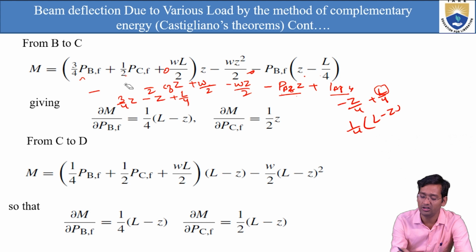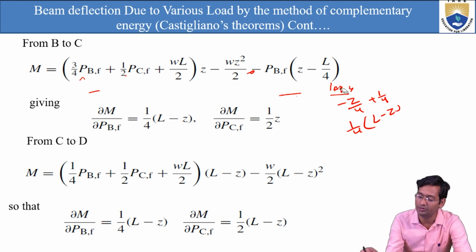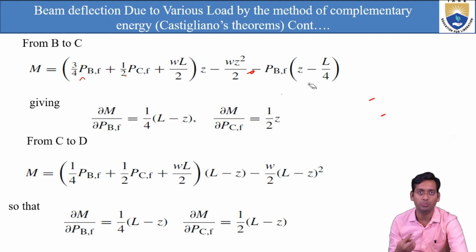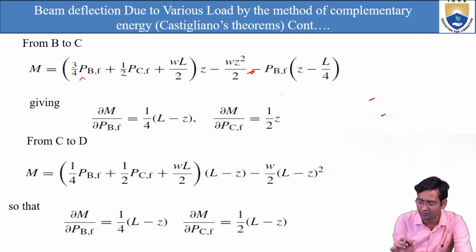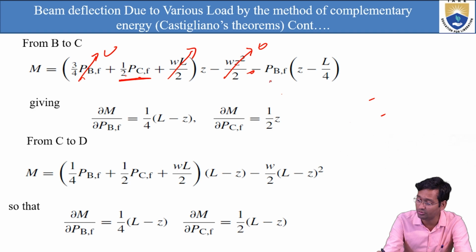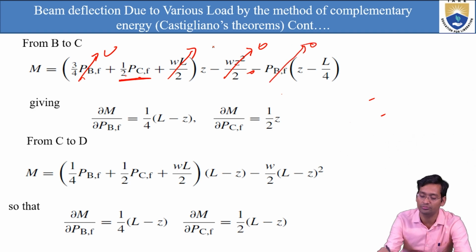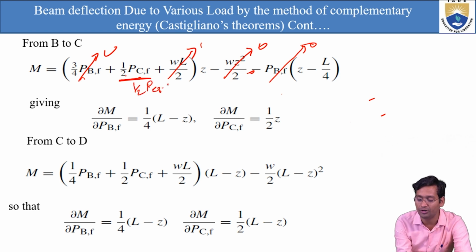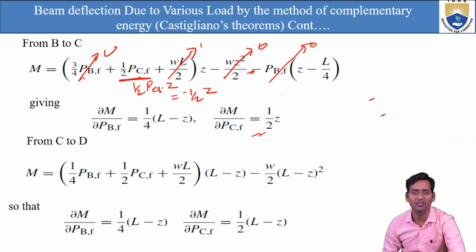Right? This is for PBF, when we differentiated with respect to PBF. The next step is to differentiate with respect to PCF. Where is PCF here? Only with this term, right? PCF is only here, so this will be 0. This term also will be 0, this term 0, and this also will be 0 because PBF is there. So what is left? Half PCF into this Z. Now differentiating, del M by del PCF Z will give you only 1/2 into Z. So del M by del PCF is half Z.